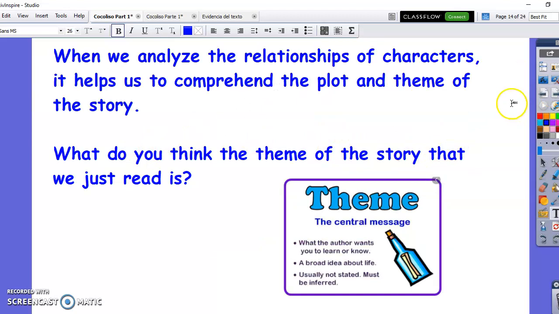Thinking about the theme, when we analyze the relationships of characters, it helps us to comprehend the plot and the theme of a story. What do you think the theme of the story that we just read is? What would be an important message here in this story?